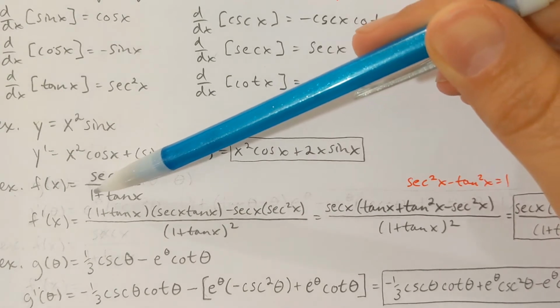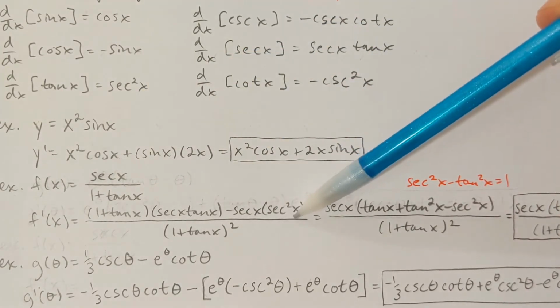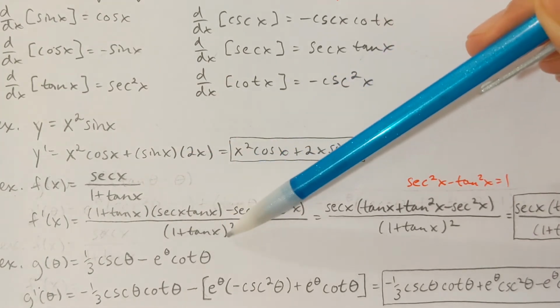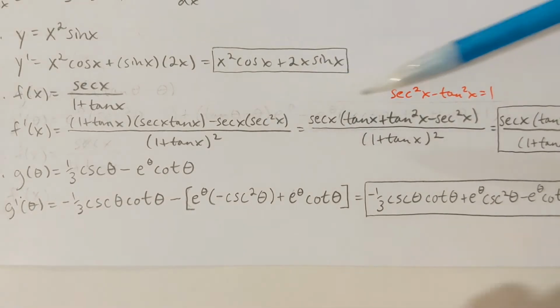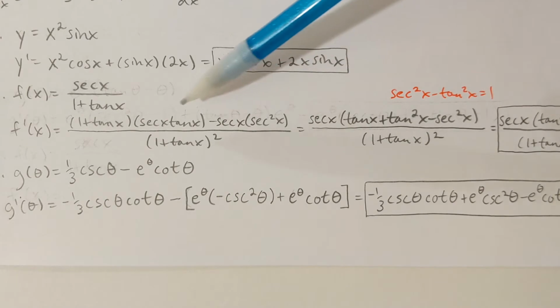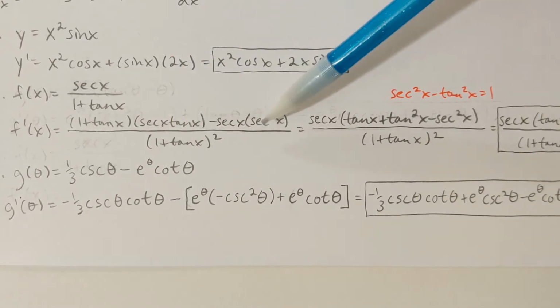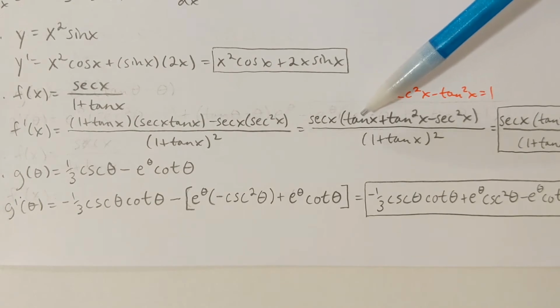The derivative of 1 is 0. The derivative of tan x is secant squared x. And this is all over the denominator squared. Okay, now from this point, we want to simplify. Secant x is in common to these two groups. So let me go ahead and factor out a secant x from those two groups.